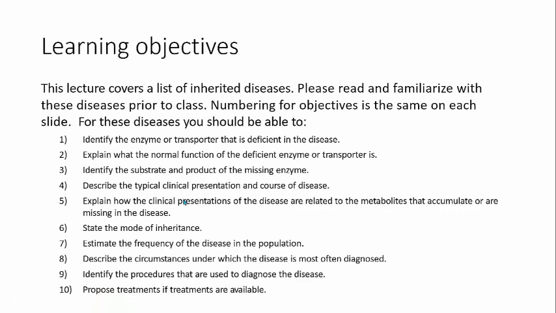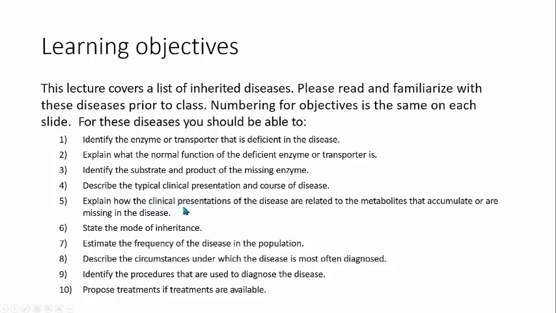On each lecture slide, you have 10 items that are presented. You have the name of the disease at the very top. You have the type of enzyme or transporter that is deficient in the disease in the first point, followed by the normal function of that enzyme or transporter, followed by the substrate or product that is of the missing enzyme. You also get a typical clinical presentation. We're going to spend a lot of time in this lecture going over the typical clinical presentations.